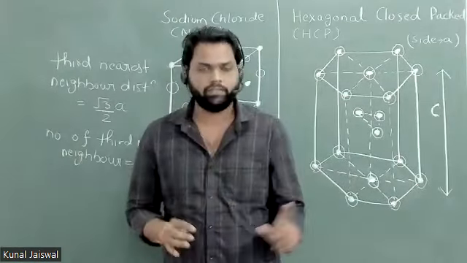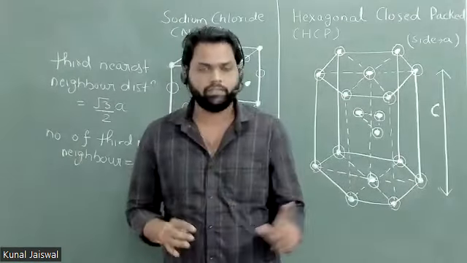So let's start with the hexagonal closed pack structure. While discussing the Bravais lattice, I told you about the hexagonal lattice. What was the condition for the lattice parameters? If anyone remembers, it is a equals b, not equal to c. And what about the orientation? Alpha equals beta equals 90 degrees, and gamma is equal to 120 degrees.